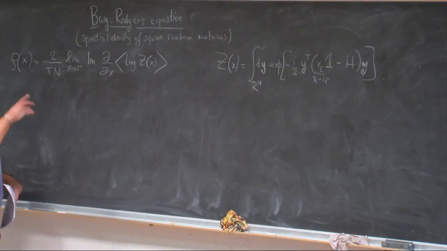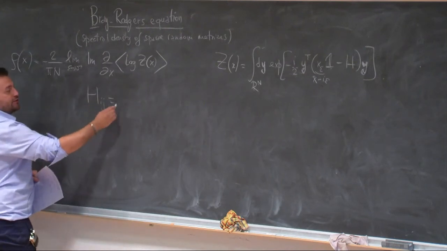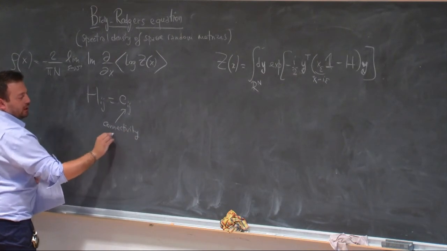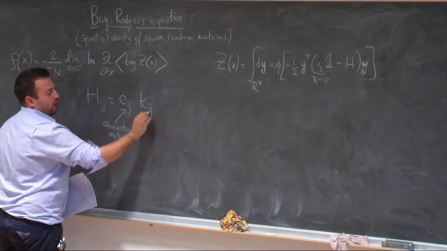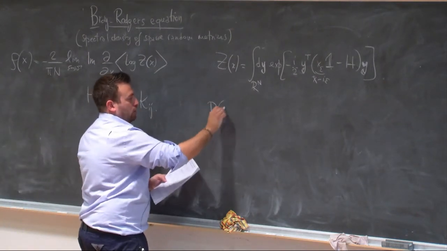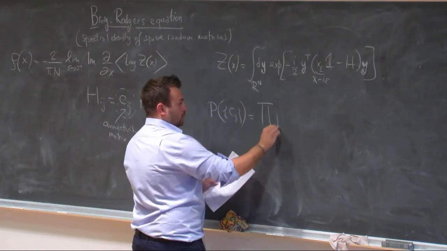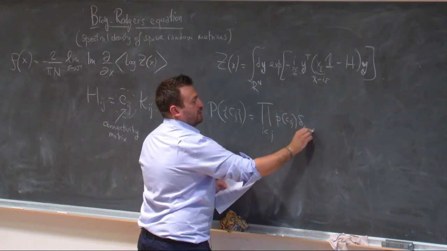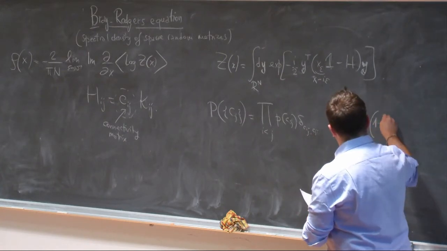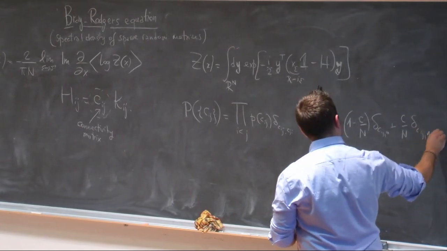Good. So now we redo the same calculation, but this time we assume that H is not a Gaussian matrix. So H_ij has a structure of this form: C_ij, the so-called connectivity matrix, times K_ij, where the C_ij are sampled independently from a distribution of this type. So our matrix is symmetric, and each of the entries of the connectivity matrix is either 1 or 0, with some probability.